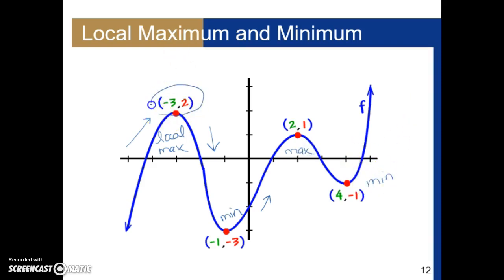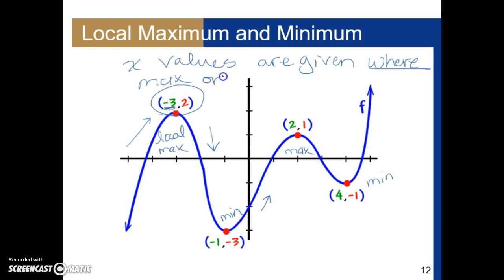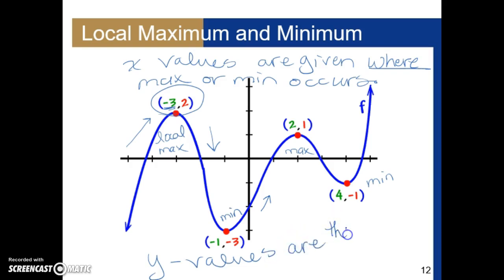Now the one thing I want to point out is we can talk about the X values. X values are given where it gives us a location of where the max or min occurs. But I want to point something out. The Y values, the range values, are the max and min values.